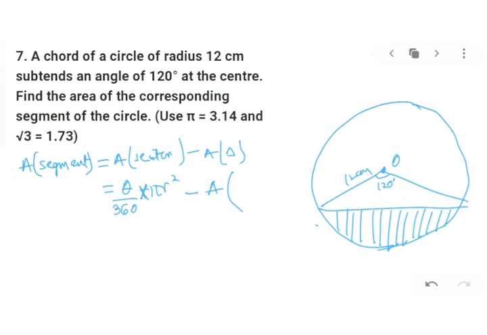Now look at the triangle. This is 12, this is 12. So it's an isosceles triangle. My dear kids, if this is an isosceles triangle, I'll draw it here. This is 120. So the base angles will be same. So 180 minus 120, that will be 60. So I'll put 30 here, 30 here. So this is 30, this is 30.